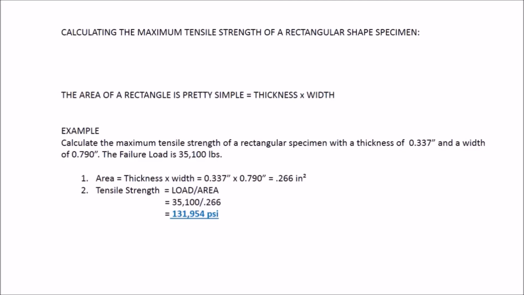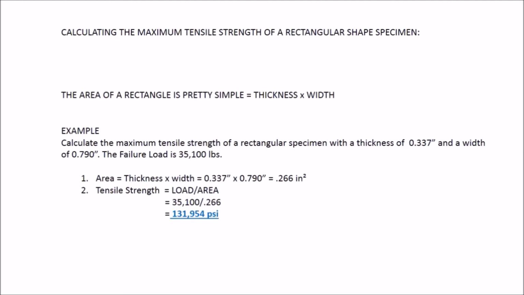One is pretty simple. The area of a rectangle is pretty simple. It's thickness times width. Here's an example. Calculate the maximum tensile strength of a rectangular specimen with a thickness of 0.337 and a width of 0.790. The failure load is 35,100 pounds. So the area is thickness times width, which is 0.337 times 0.790 equals 0.266 inch squared.